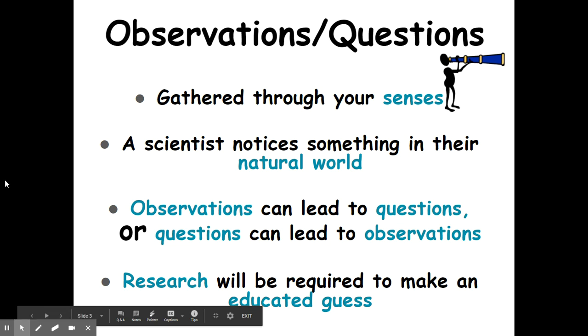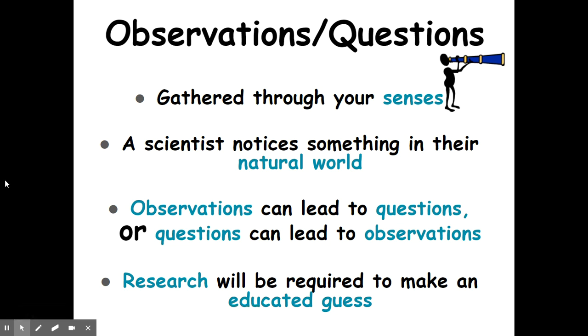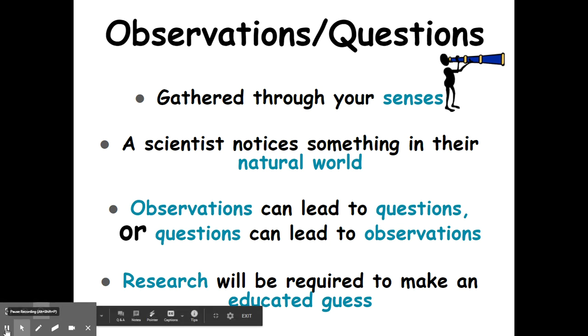The scientific method starts with some type of observation or question. Sometimes it's an observation that leads to a question. Sometimes it's a question that leads to an observation. These are gathered with your senses. It's something that you notice in the world, and it's what leads to your educated guess or the hypothesis.